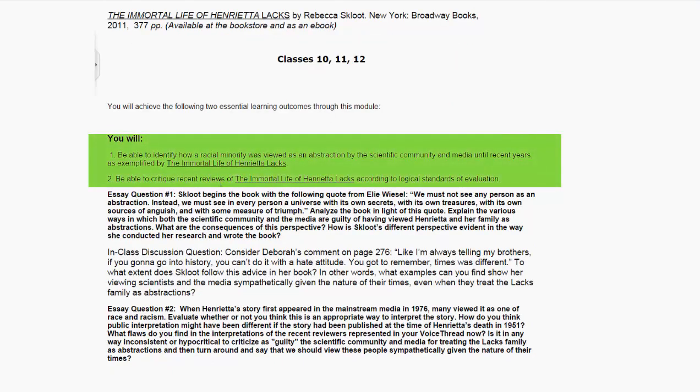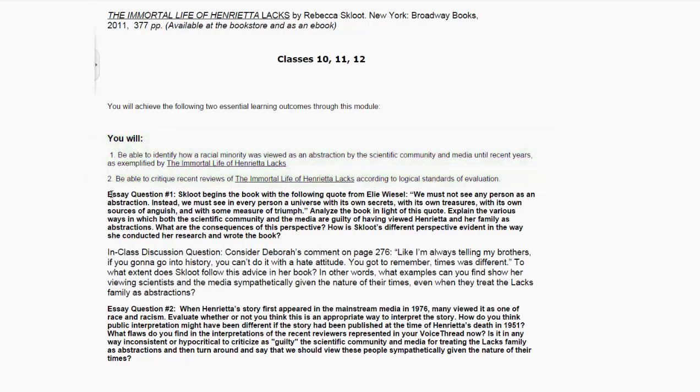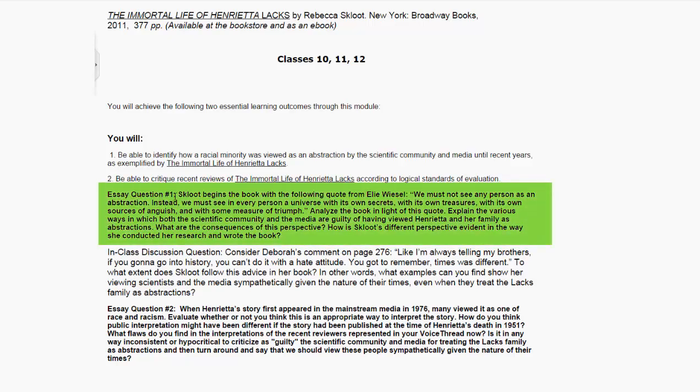Here are the two learning outcomes that will be accomplished, hopefully, by this module. Students will be able to identify how a racial minority was viewed as an abstraction by the scientific community and media until recent years, as exemplified by the book, and they'll also be able to critique recent reviews of The Immortal Life of Henrietta Lacks. So there's two essay questions that students will be answering at the same time, in other words, on the same day in the same sitting. Essay question 1 contains a number of complicated questions, as does essay question 2.